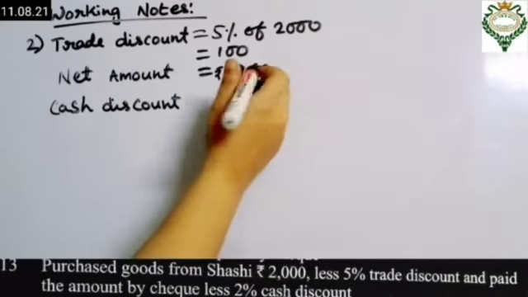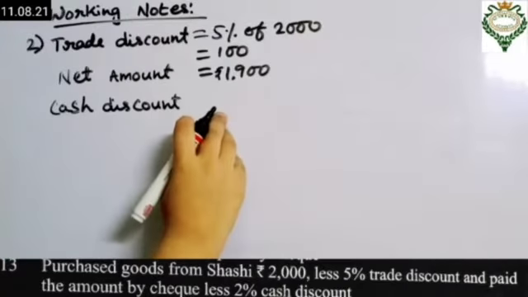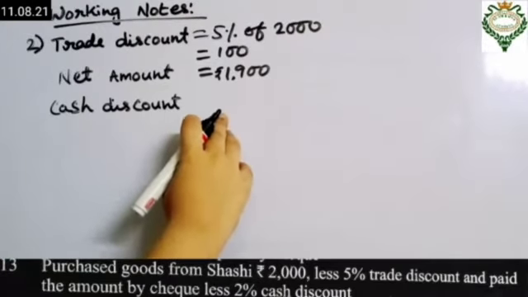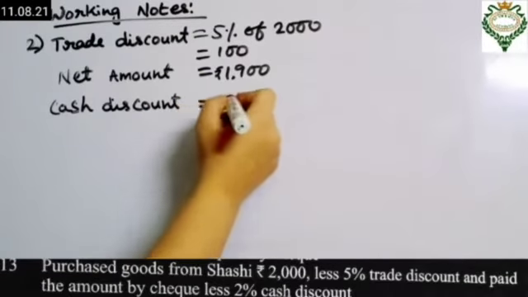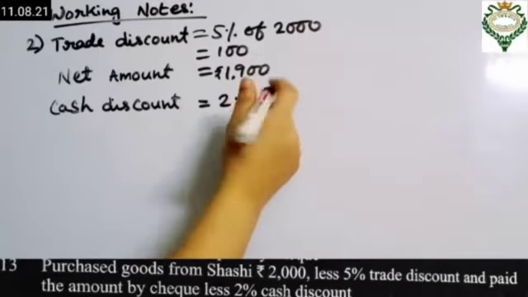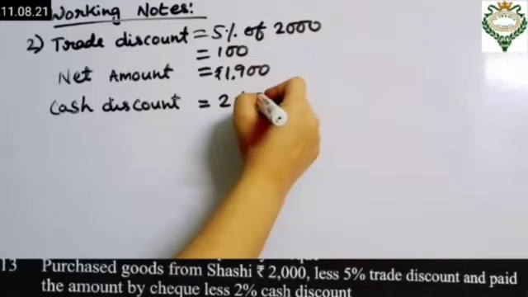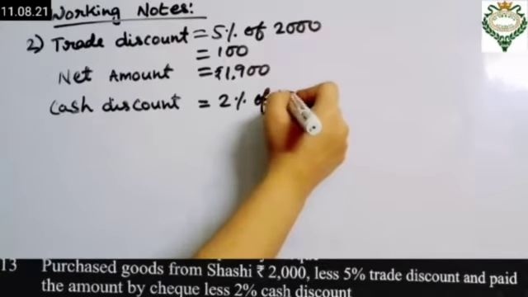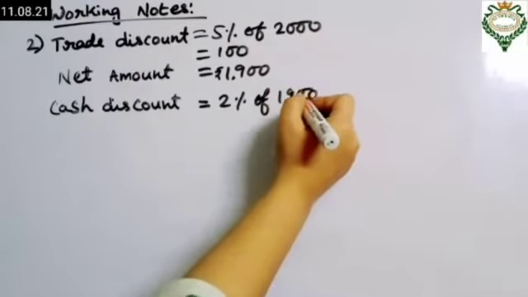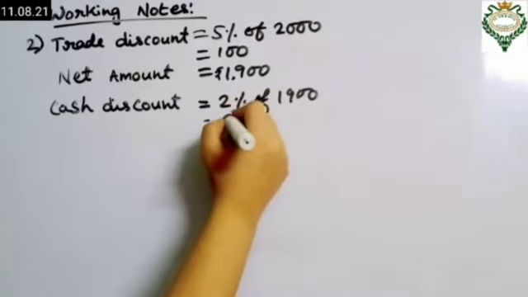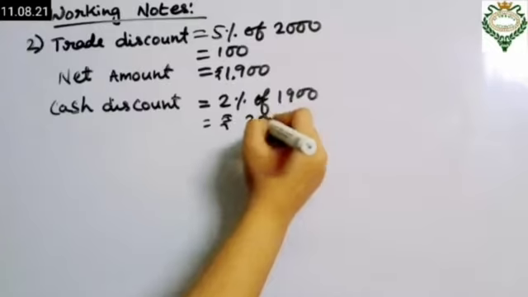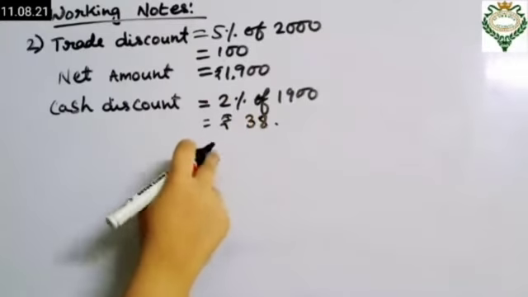1900. Okay, then again we have received some cash discount also. That cash discount was 2%. 2% on this net amount we have to find out. So 2% of 1900, the amount that we will get is rupees 38. So this is our cash discount that we have to record in the book.